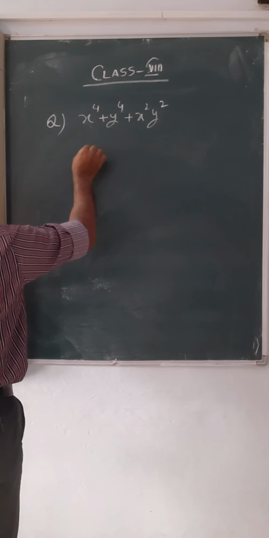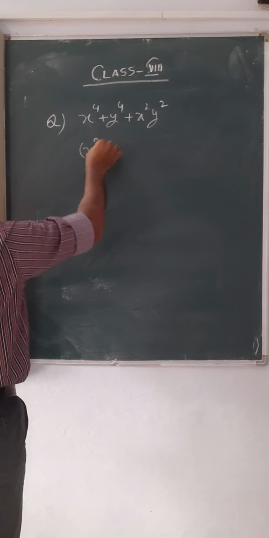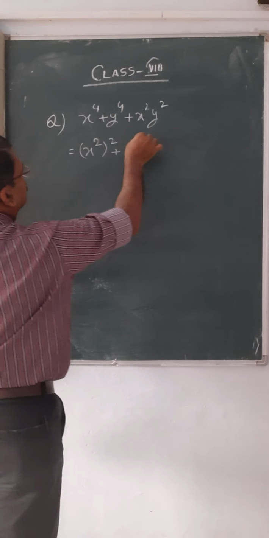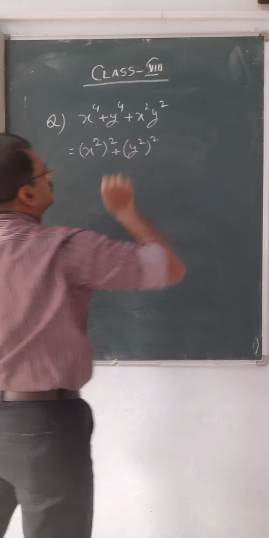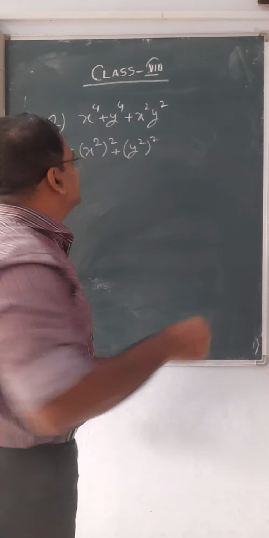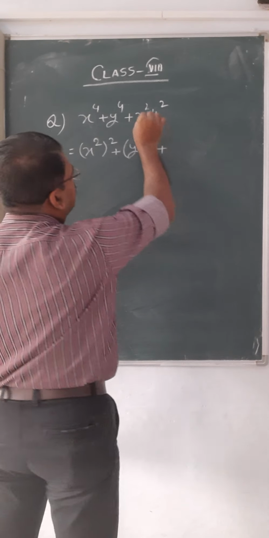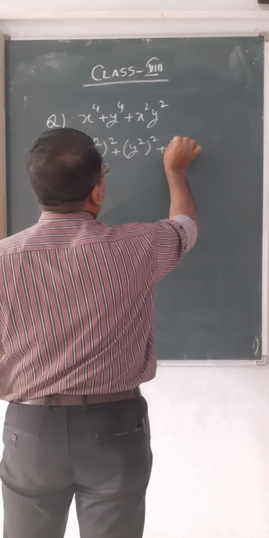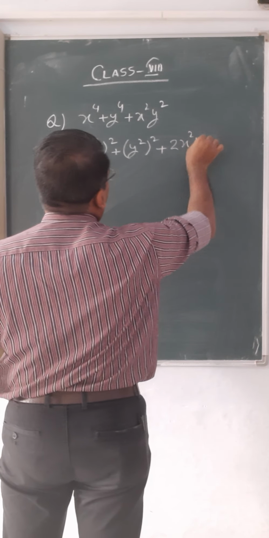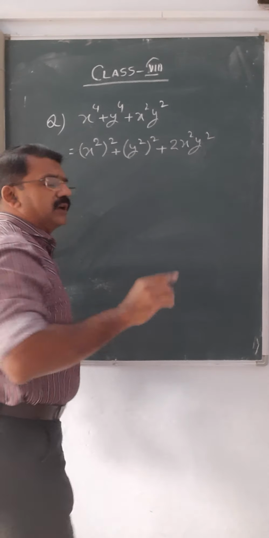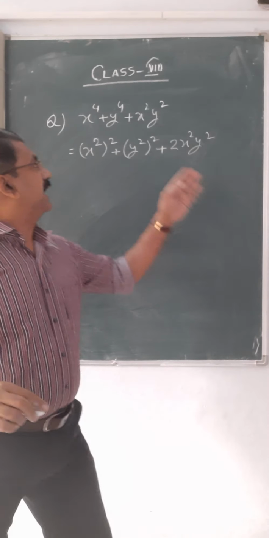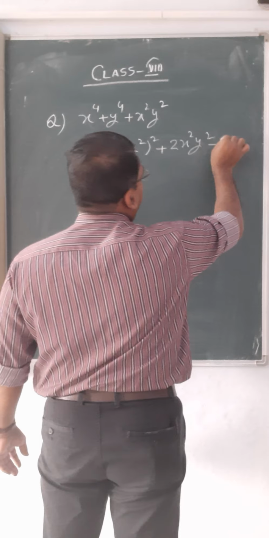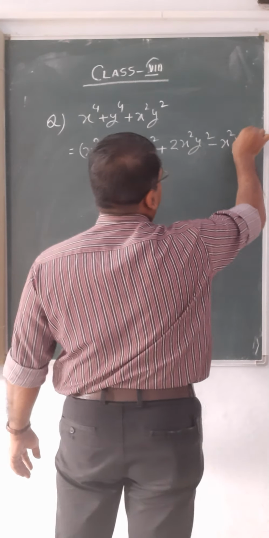this x to the power 4 can be written as x square whole square, then y to the power 4 can be written as y square whole square. Okay, and plus, now there is x square y square, but what we do, we will write it as 2x square y square. Now here x square y square was once, but I have written twice, so I have to subtract once, so minus x square y square.